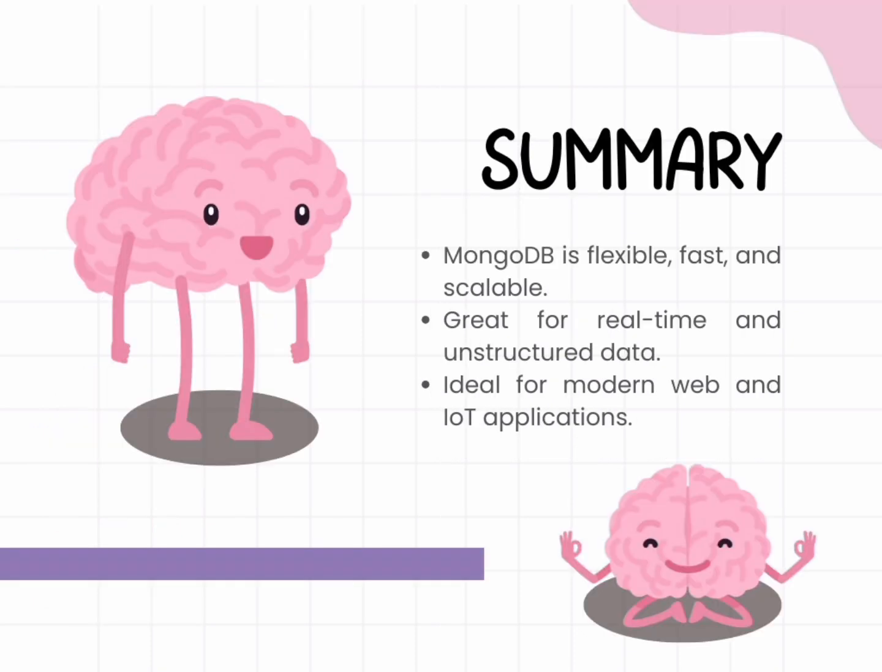To sum it all up, MongoDB is fast, flexible, and scalable. It's ideal for real-time IoT and web applications, with features like replication, sharding, and Atlas. It's a complete solution for modern data storage needs.